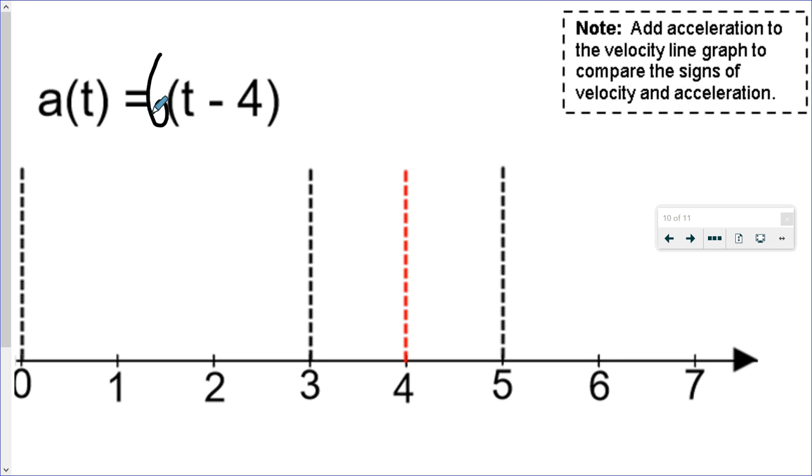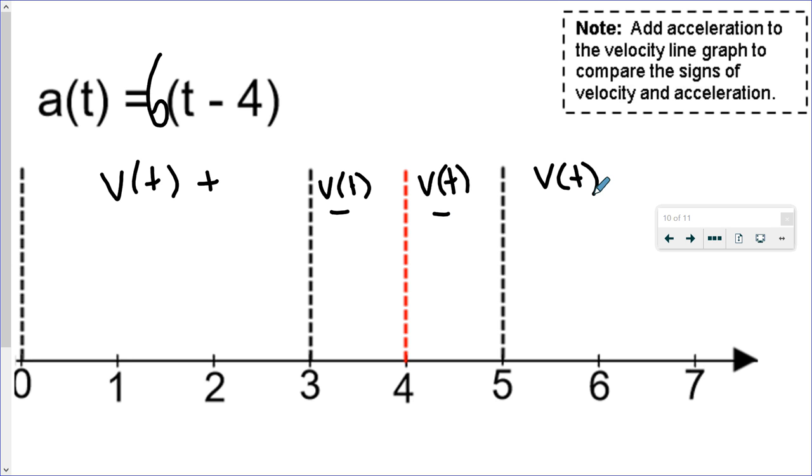So let's just plot what we've already figured out about velocity. We saw between 0 and 3 seconds that velocity was positive. Between 3 and 5 seconds, velocity was negative. So I'll put it in both of those, negative. And then beyond 5 seconds, I saw that my velocity was positive. Okay, so now to this, let's add acceleration. So looking at acceleration, I'm multiplying by 6, which is a constant value, meaning it will be positive in each of these intervals.